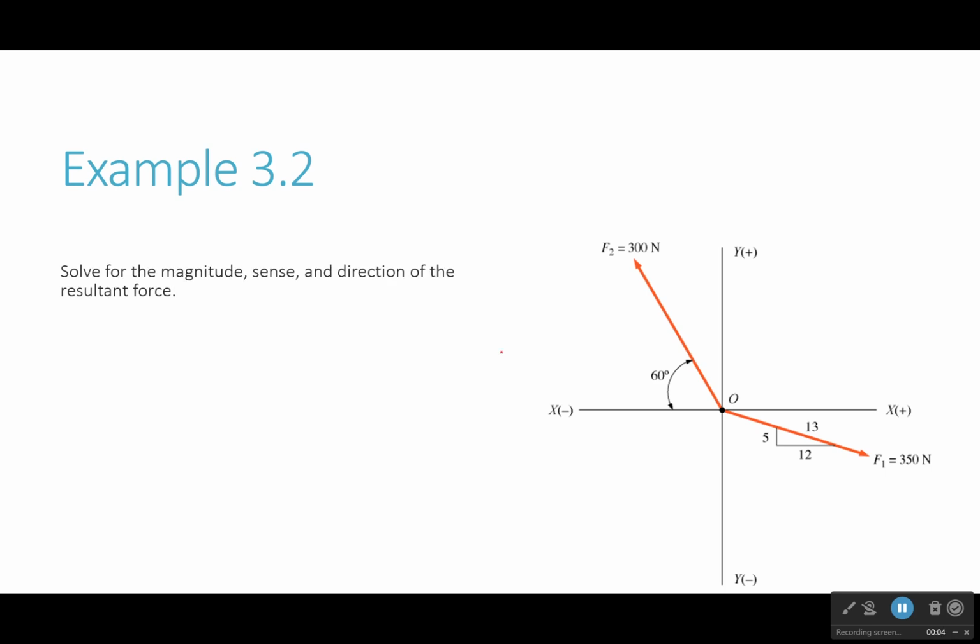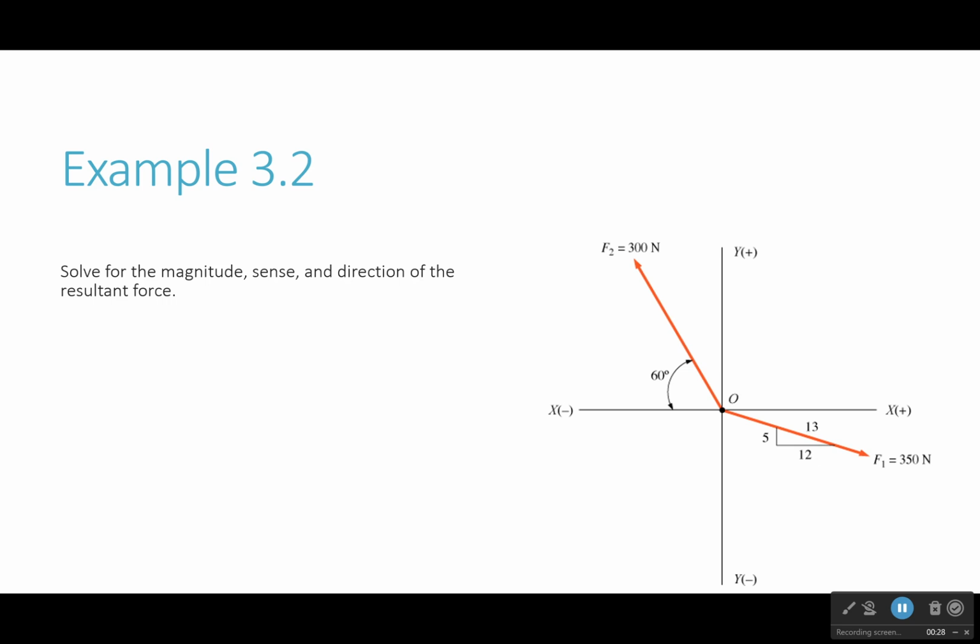And what do they want of us? Well, they want us to solve for the magnitude, sense, and direction of the resultant force. And as you can probably guess, we're going to use my beloved, my absolutely beloved, resultant of components method. That's just the best way to do it. So I'm going to go ahead and do it by hand first, and then we'll look through the steps to make sure and check my numbers.